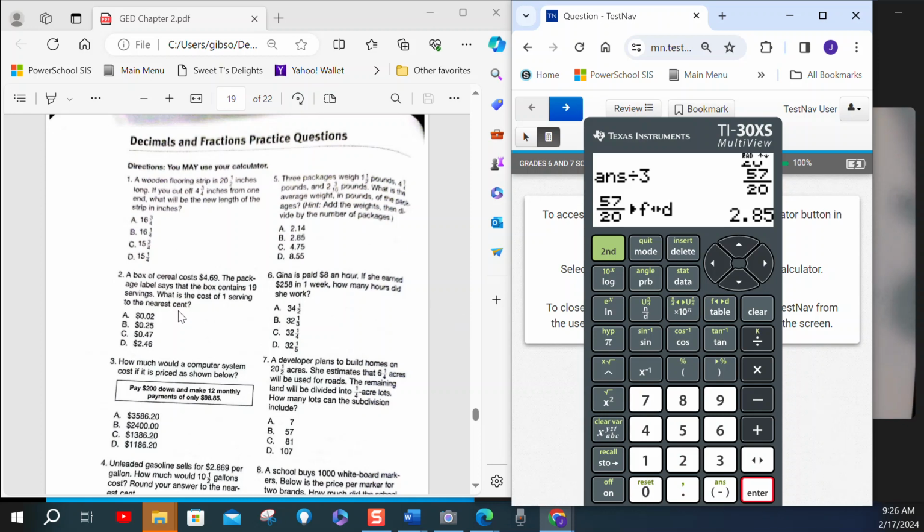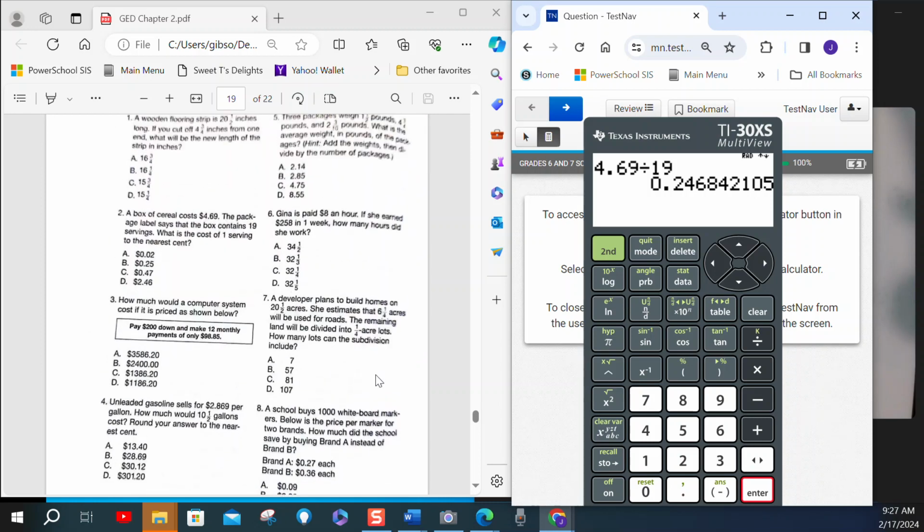Okay, now problem number 2. It says a box of cereal costs $4.69. The package label says that the box contains 19 servings. What is the cost of one serving to the nearest cent? So we'll press clear. We'll do the cost, which is $4.69, divided by the servings, 19 servings, and press enter. Now they want us to round this. We know we round to 2 decimal places. So we'll go to the hundredths place, which is 4. Go to the right of it. That falls in the 5 through 9. So this will become 0.25, which is B.